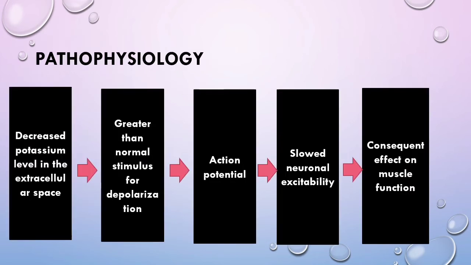Pathophysiology for hypokalemia. Decreased potassium levels in the extracellular space will require a greater than normal stimulus for the depolarization of the membrane in order to initiate an action potential. Almost all of the manifestations that occur with hypokalemia result from the slowed neuronal excitability and its consequent effect on muscle function.